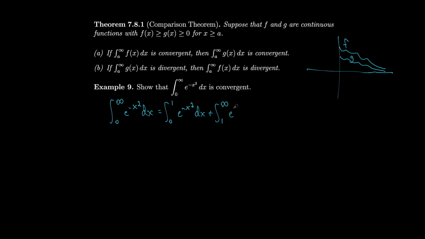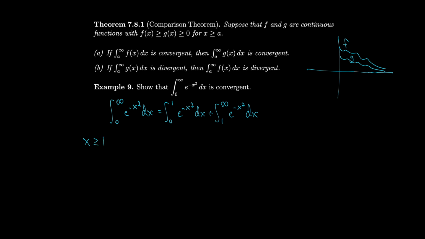And you might be asking, well, why would you split it up like that? There's no obvious reason to chop this thing off at 1. However, this integral from 0 to 1 is just a regular integral, so there's no discontinuity. So we know that this one converges. And it turns out that if we split it off at 1, then we can just look for x values that are greater than or equal to 1, which will give us another function that we can compare this thing to.